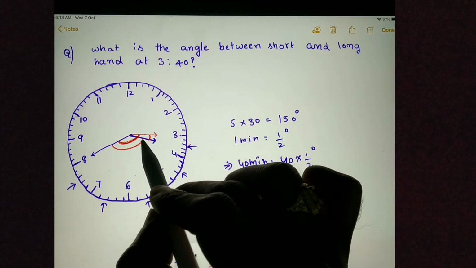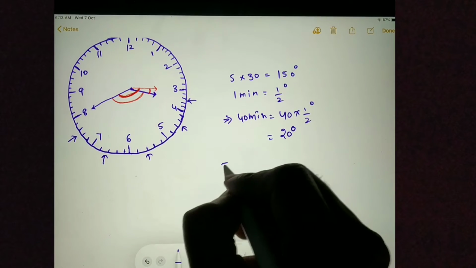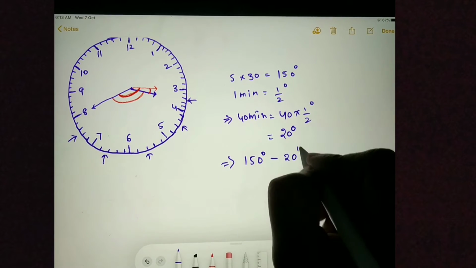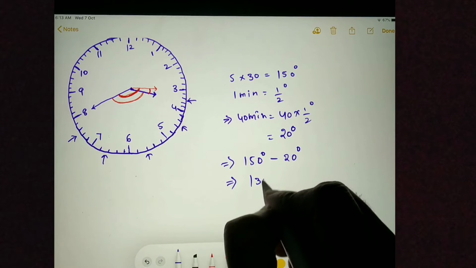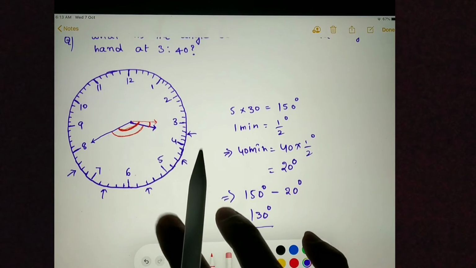So to get this angle we need to subtract from this angle, that is 150 degrees minus 20 degrees. Answer is 130 degrees. That is the angle between long hand and short hand at 3:40.